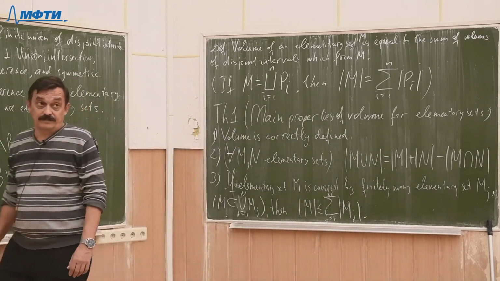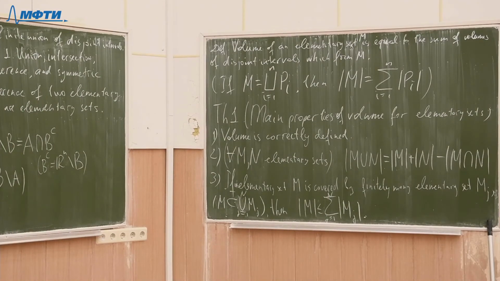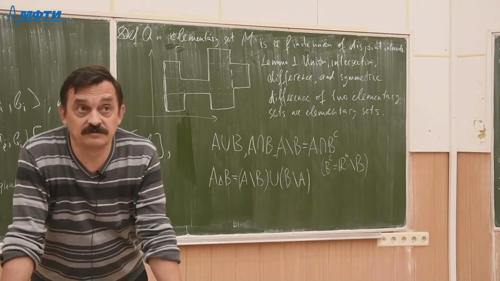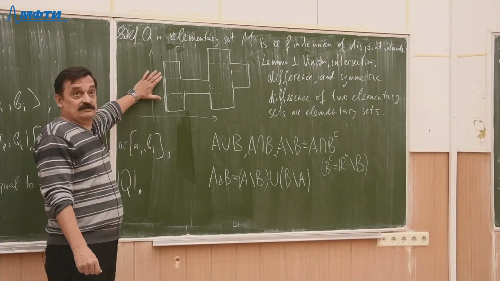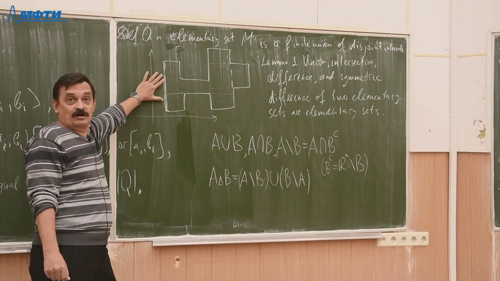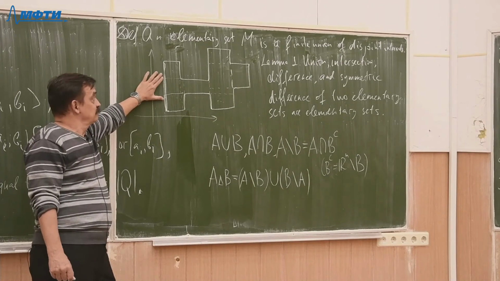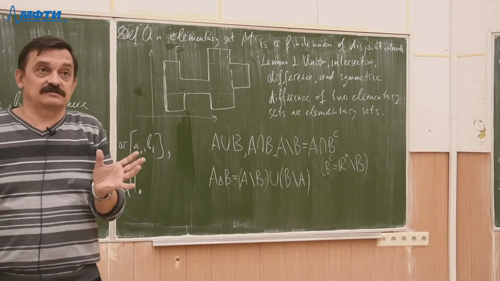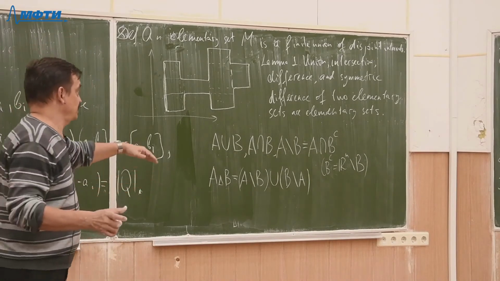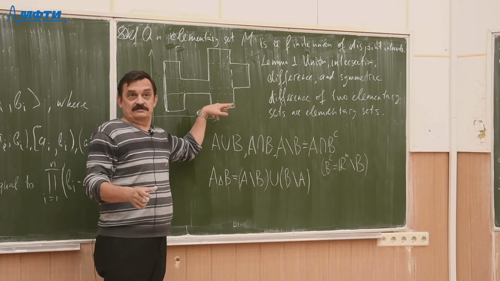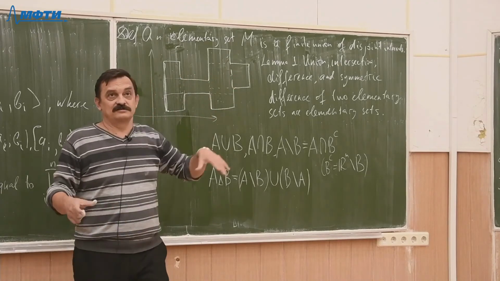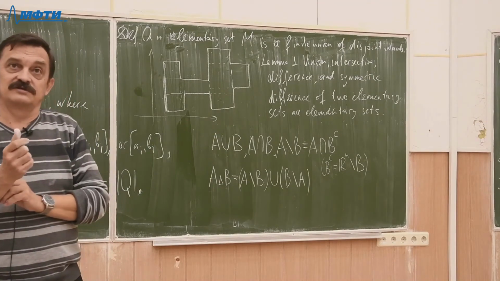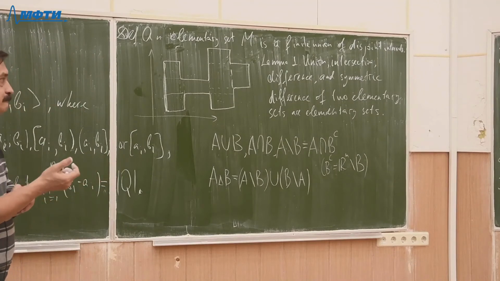Okay, I don't want to spend time on those sets because they are obvious. Remember, imagine the picture for R2, right? We have a figure which consists of finitely many rectangles with sides parallel to coordinate axes. So if you have several such elementary sets, then of course those properties are satisfied.